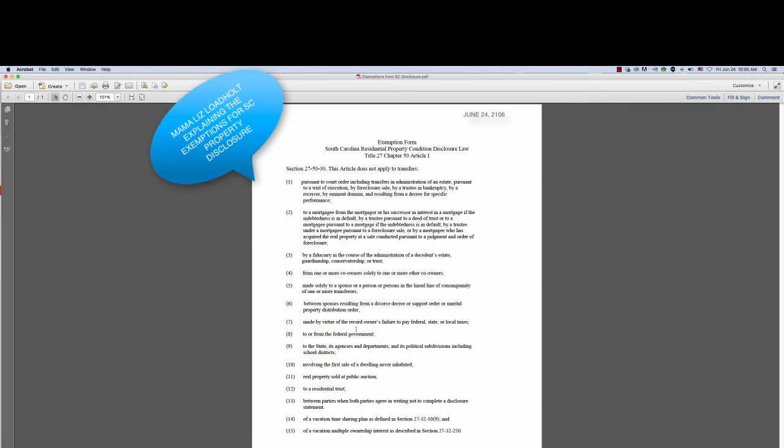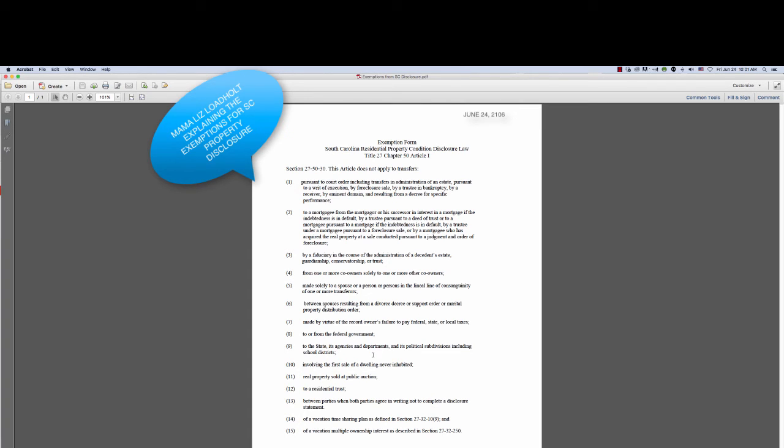Number 7, made by virtue of the record owner's failure to pay federal, state, or local taxes. Okay, so the federal, state, or local tax people don't have to have a disclosure, but the person who got the property that way, when they sell it, has to have a disclosure. Number 8, transfers from the federal government. Same thing. The federal government does not have to have a disclosure, but the person who buys it from the federal government, when they get ready to sell it, has to have a disclosure.